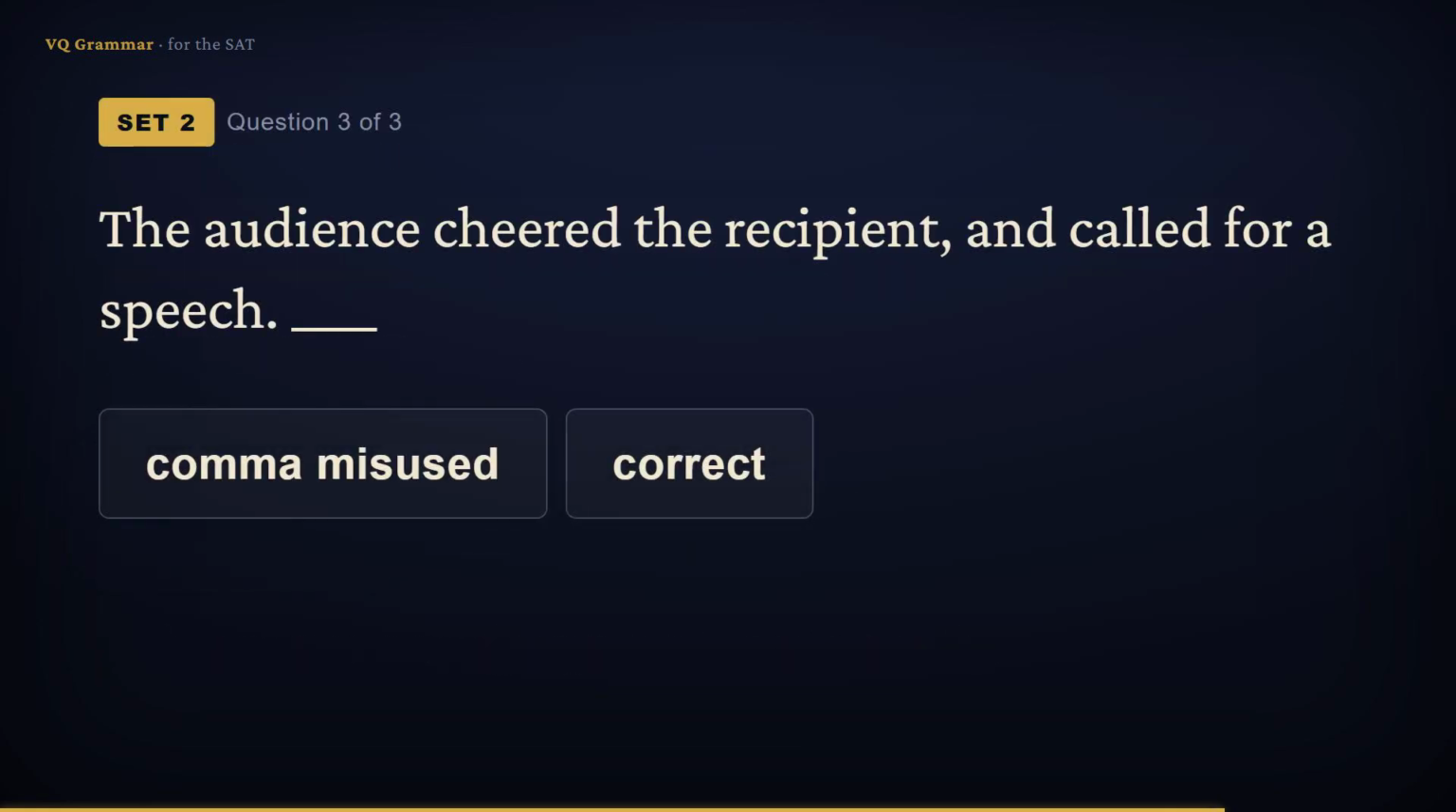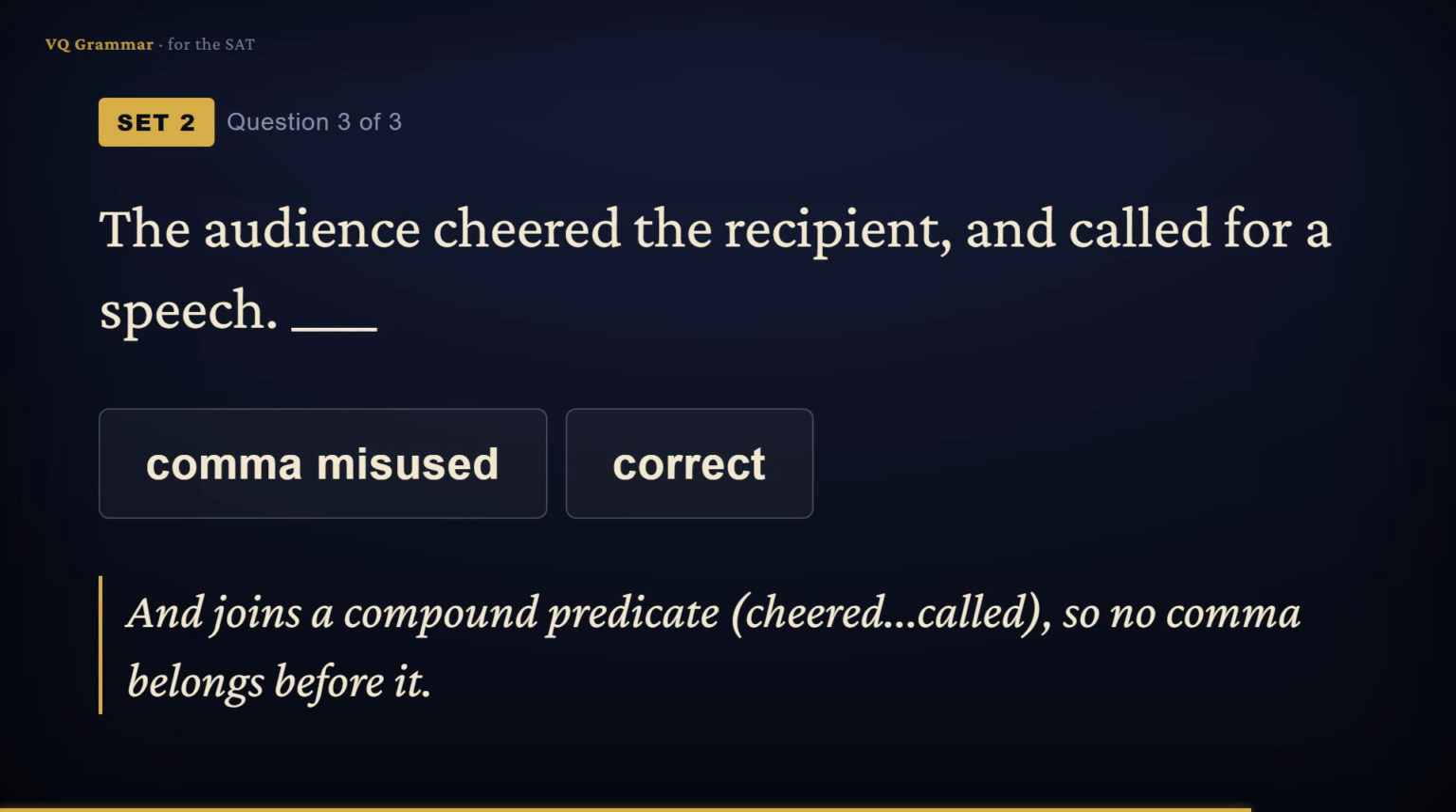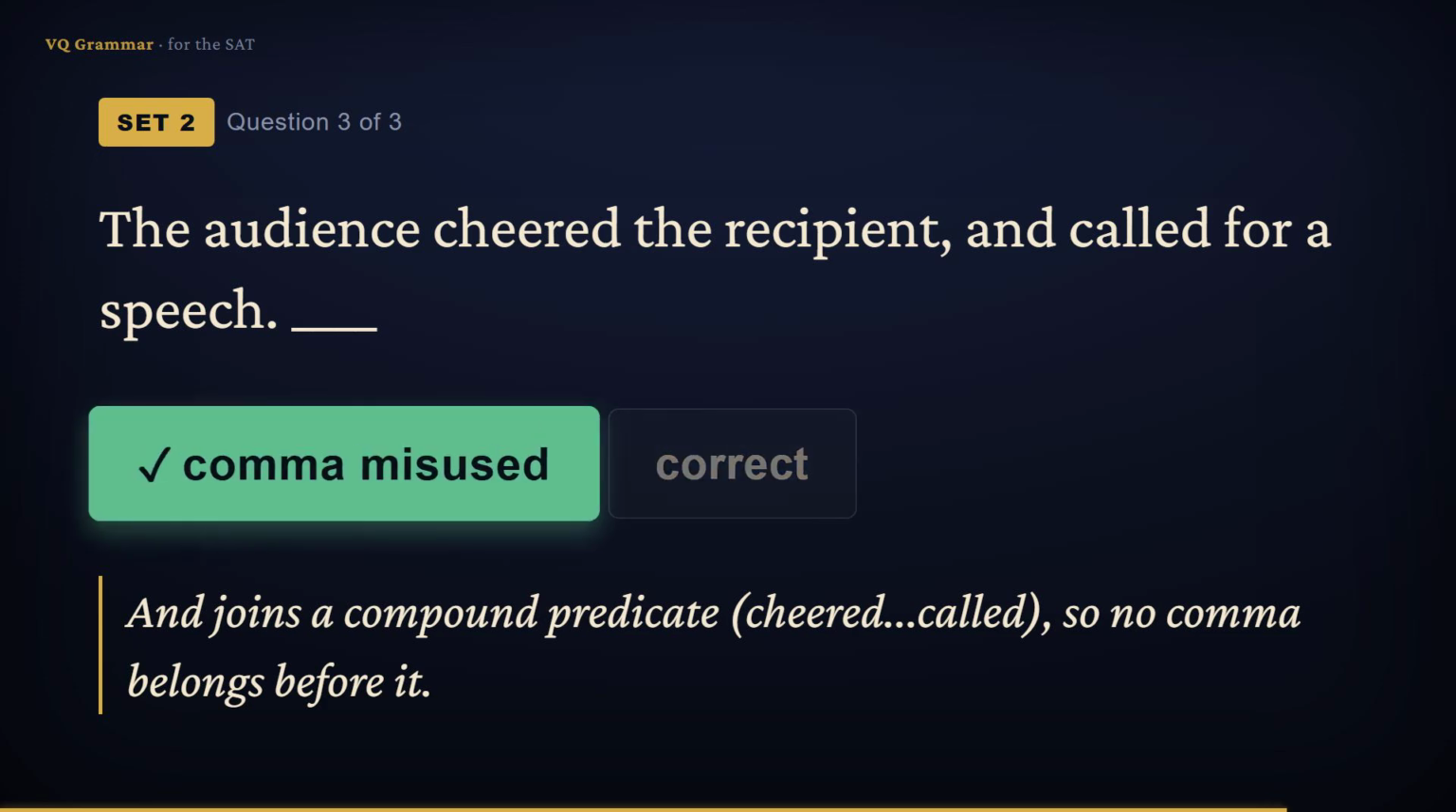The audience cheered the recipient, comma, and called for a speech. And joins a compound predicate, cheered and called with one subject. So no comma belongs before it. So the answer is, comma, misused.